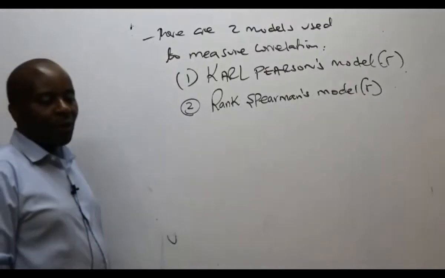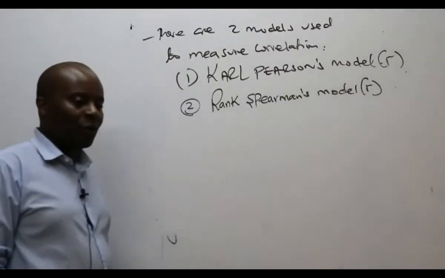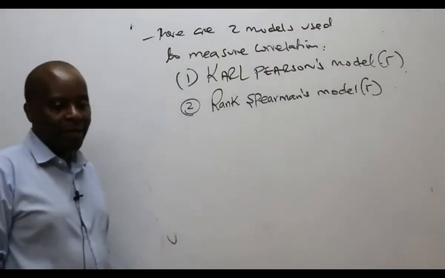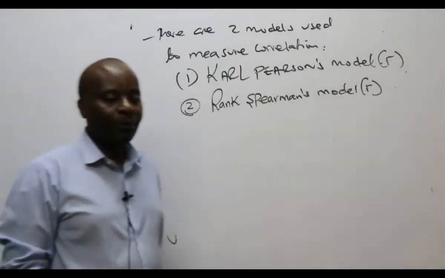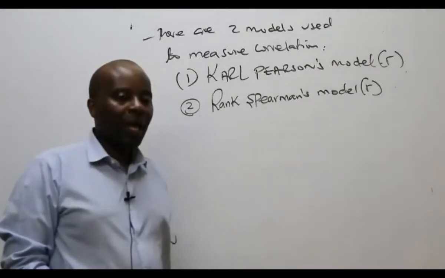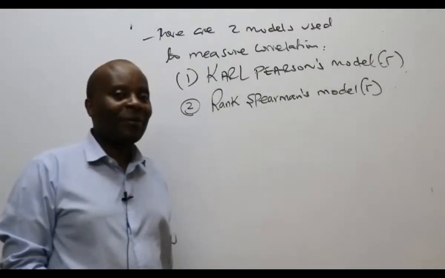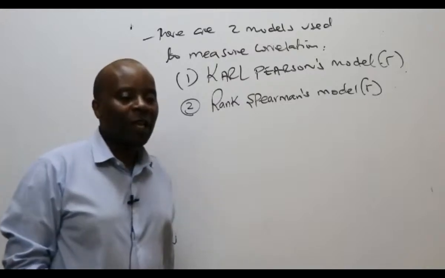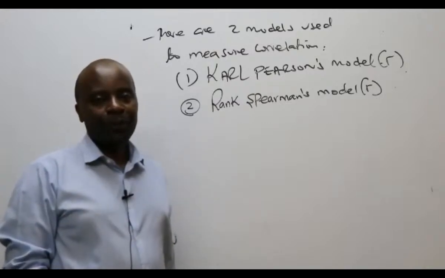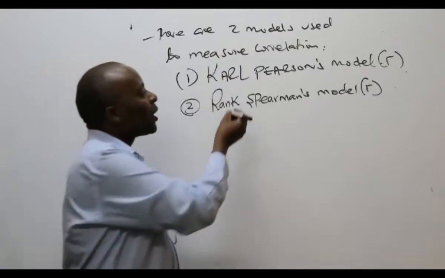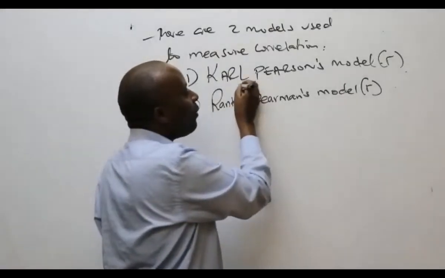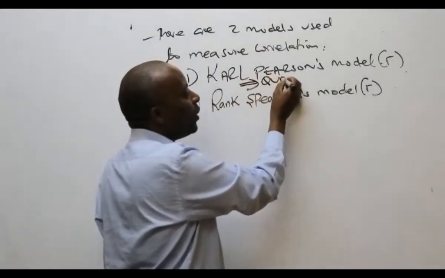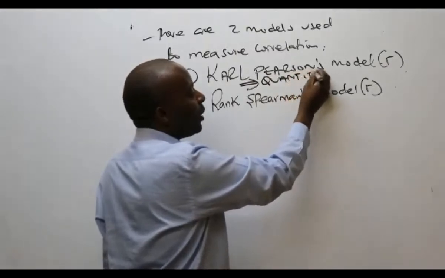Both of them are denoted with what here? With R. And if you look at your past papers, in most cases, you'll be told to differentiate between these two correlation measures. Ladies and gentlemen, we normally use Karl Pearson's model whenever the variables that we have are quantitative in nature.